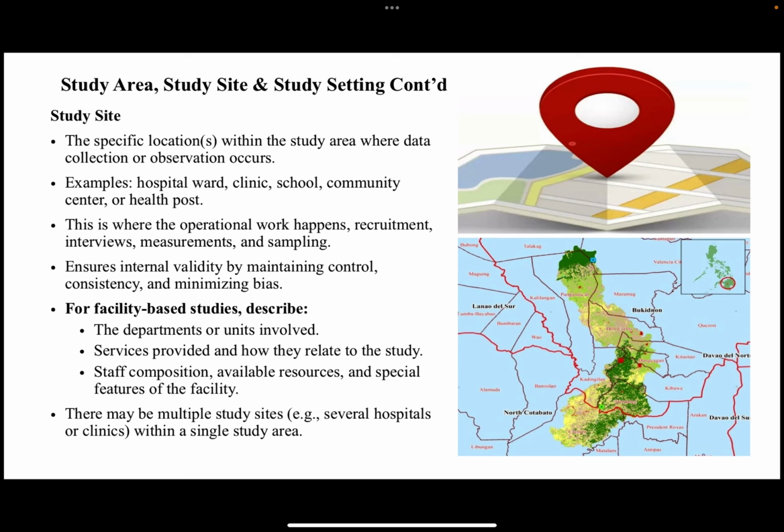So you see, the study site is the actual place the research is going to be conducted, where the data is going to be collected. That is the study site. Okay, great. So that's the difference between the study site and the study area.